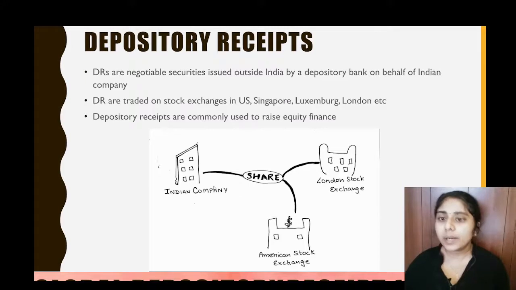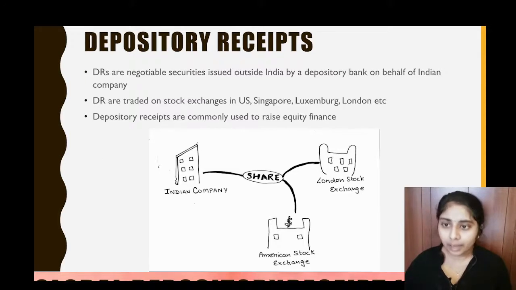So what is a deposit receipt? Deposit receipts are negotiable securities which are issued outside India by a depository bank on behalf of an Indian company. That is, deposit receipts are traded on stock exchanges in the US, Singapore, Luxembourg, London, etc. And these deposit receipts are commonly used to raise equity finance.